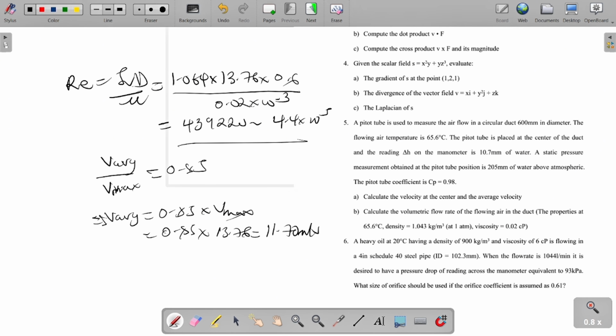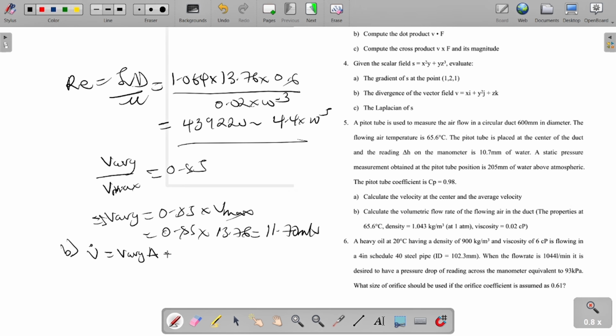So that, you see, is very simple to get the V average and the V max, right? And he asks us to also calculate the volumetric flow rate. The volumetric flow rate is equal to the V average, because the V average accounts for every other thing in the fluid. You can't use the V max because it doesn't account for the velocities at the walls, right?